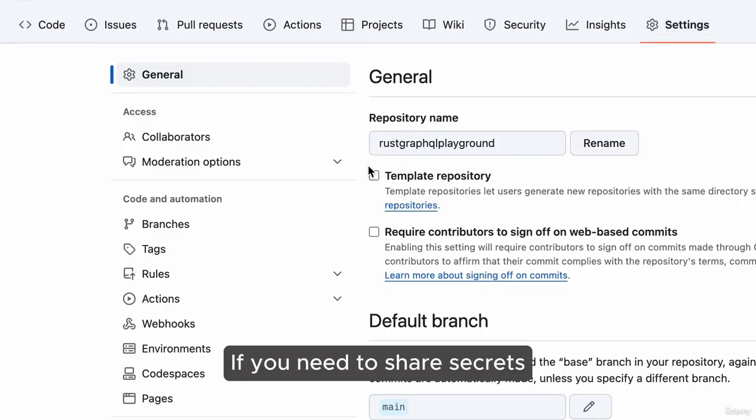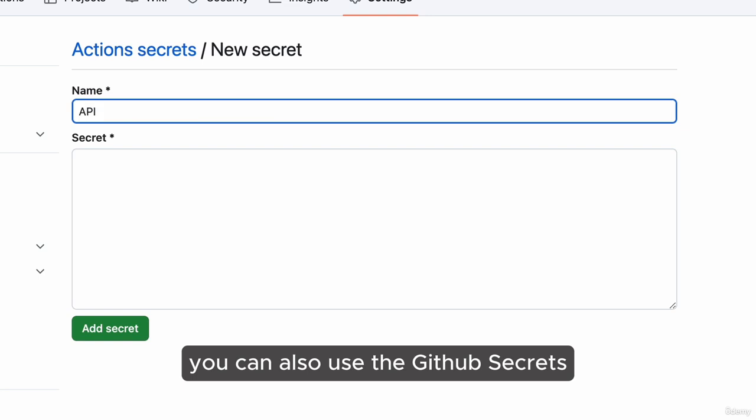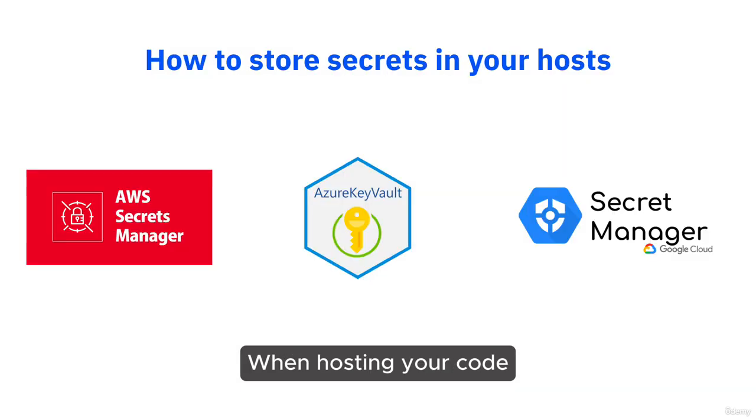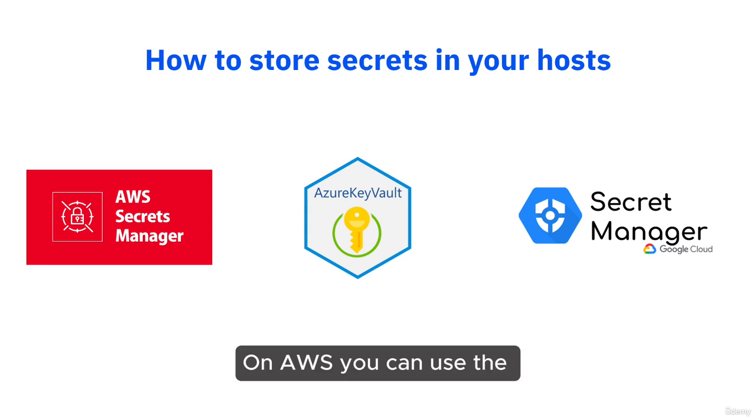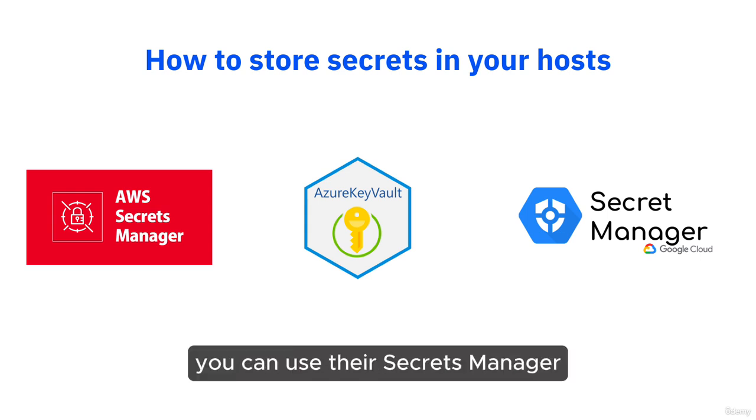If you need to share secrets with a collaborator on GitHub, you can also use the GitHub Secrets feature to upload secrets. When hosting your code, most hosts have a feature to upload secrets. On AWS, you can use the AWS Secrets Manager. On Google Cloud, you can use their Secret Manager. And on Azure, you can use Azure Key Vault.